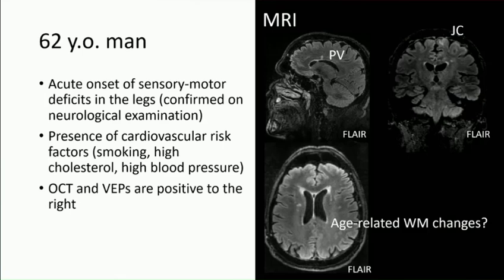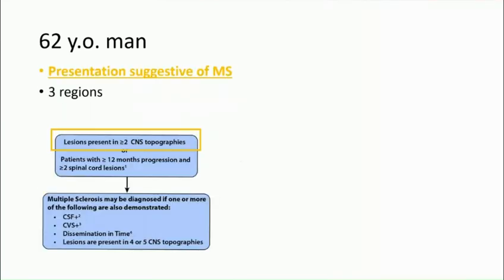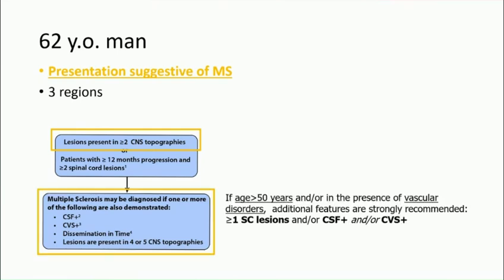Interestingly enough, we were able to acquire OCT and visual evoked potentials that were positive for demyelinating pathology to the right. So we already have 3 regions in this gentleman, and a huge possibility of demonstrating the diagnosis of MS. But this gentleman is aged more than 50 years and has a number of vascular disorders, which means we want to be sure, we want to avoid the misdiagnosis. I showed you some of the lesions that look not really MS-related, but rather age-related.